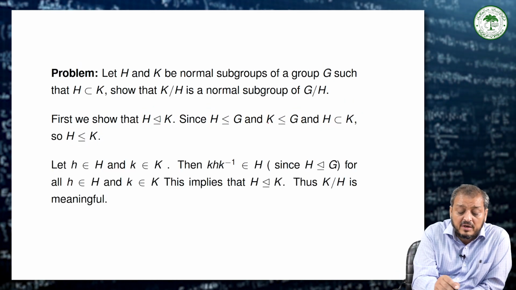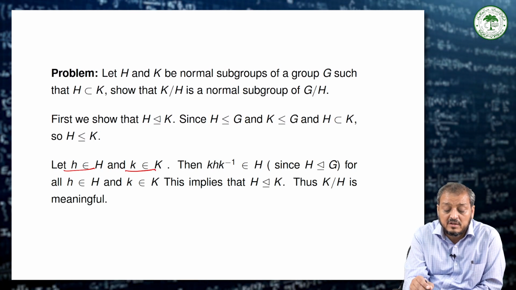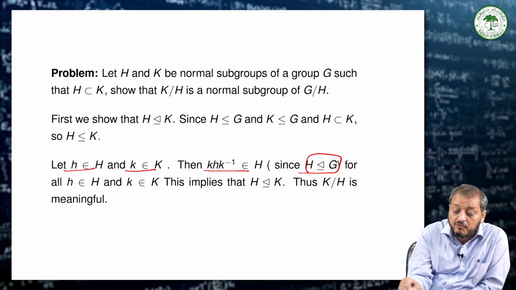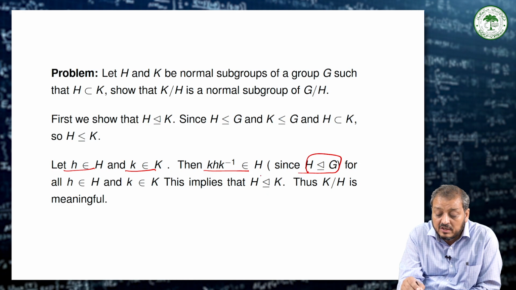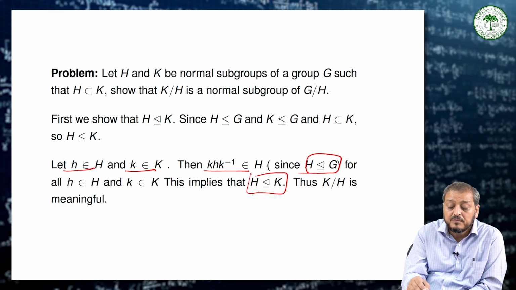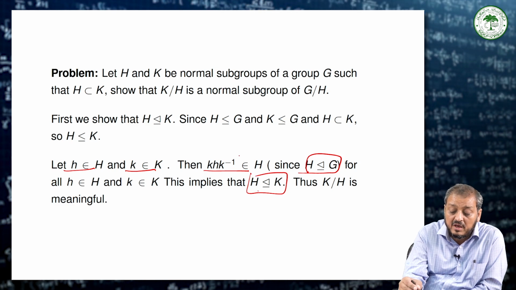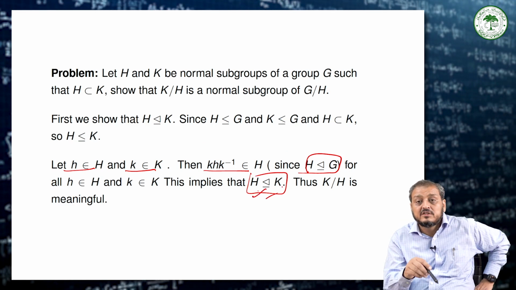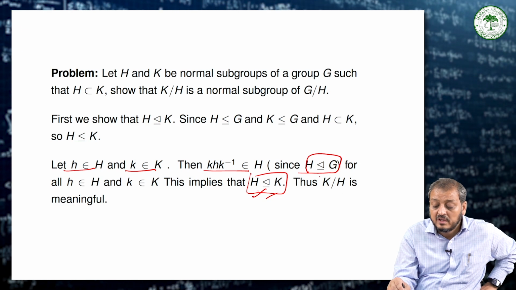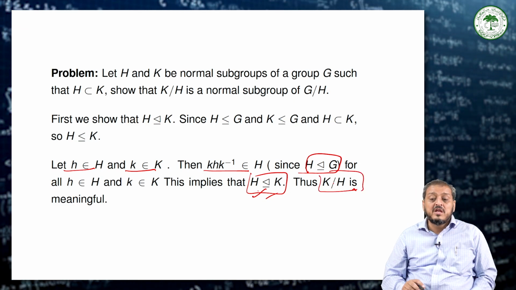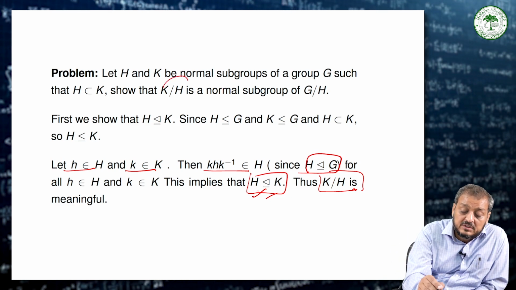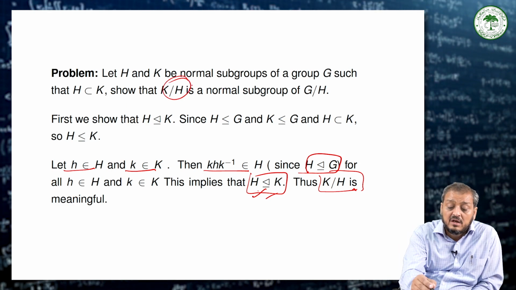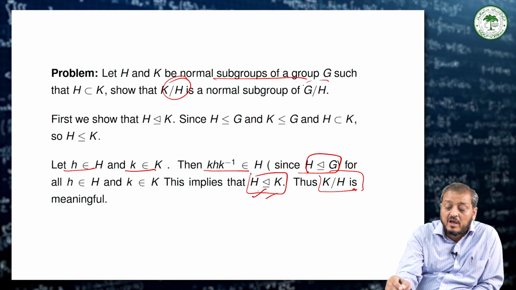Now for normality, take h an element of H and k an element of K. Then k h k inverse is an element of H, since H is normal in G, as given. So we can say that k h k inverse is contained in H. This means H is normal in K, so K by H is meaningful. Since H and K are normal subgroups of G, this is already meaningful.